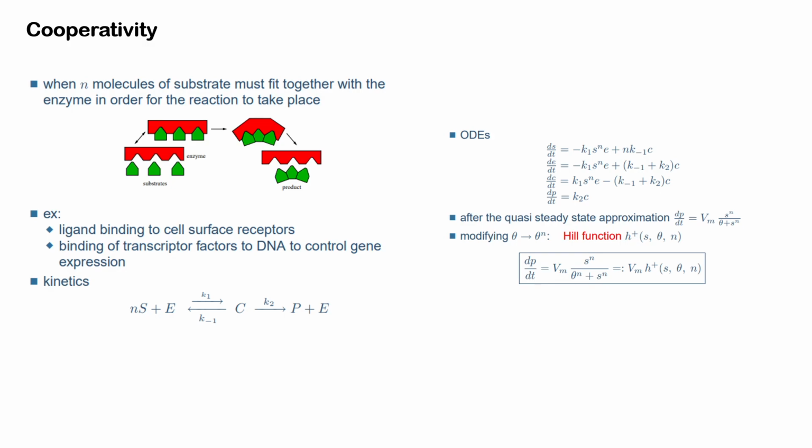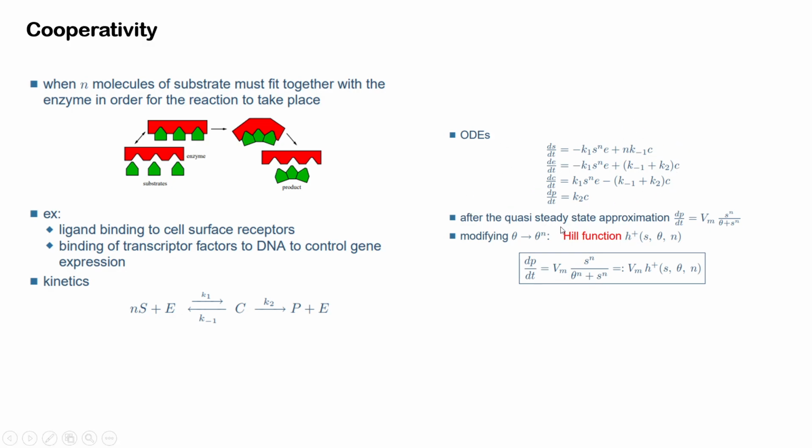So the concept of cooperativity becomes very important. So how does the kinetics work? You have n molecules of substrate and an enzyme, giving you a complex which breaks down into your product and enzyme. So all the n of those substrates have to come and bind to the enzyme to give you the product. So similarly, you can write the ODEs for these equations.